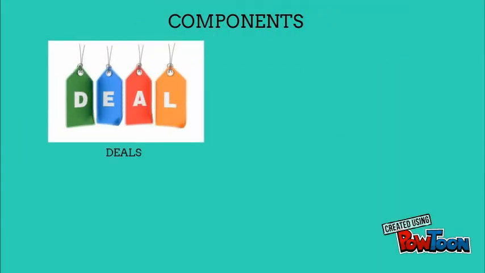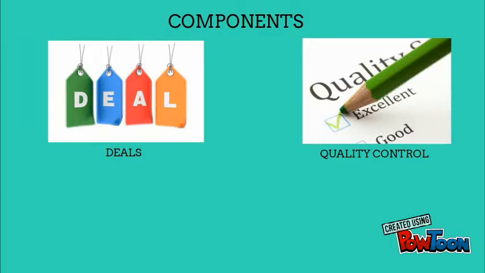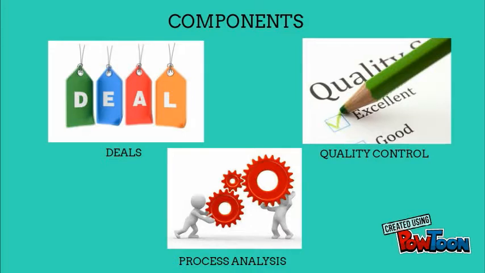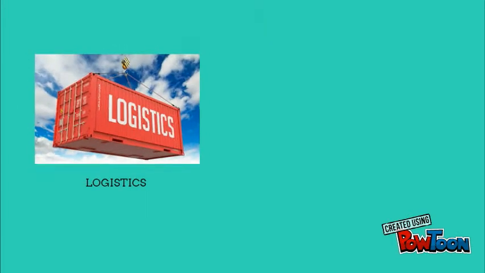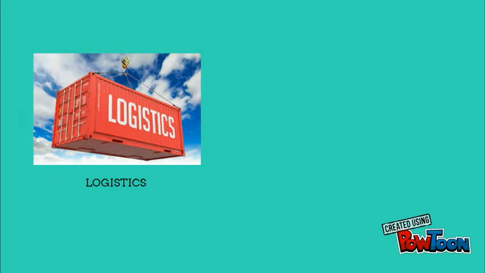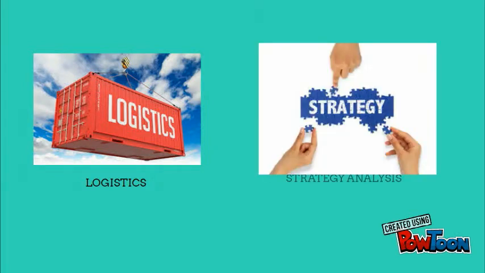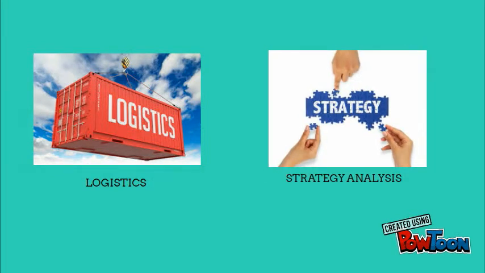Now coming to the components that make up the supply chain. Firstly, the deals: to negotiate and strike deals with the suppliers regarding the supply of things like raw materials to the business on time. Next is the quality control, in order to make sure that the products along the chain meet a high quality level in the market. Then comes the process analysis, to make sure that the products are manufactured and sent out in an efficient manner. Next is logistics, which primarily focuses on getting goods delivered from one place to another along the chain. Finally, the strategy analysis, to look into the overall strategy of the supply chain and come up with ideas to enhance efficiency.